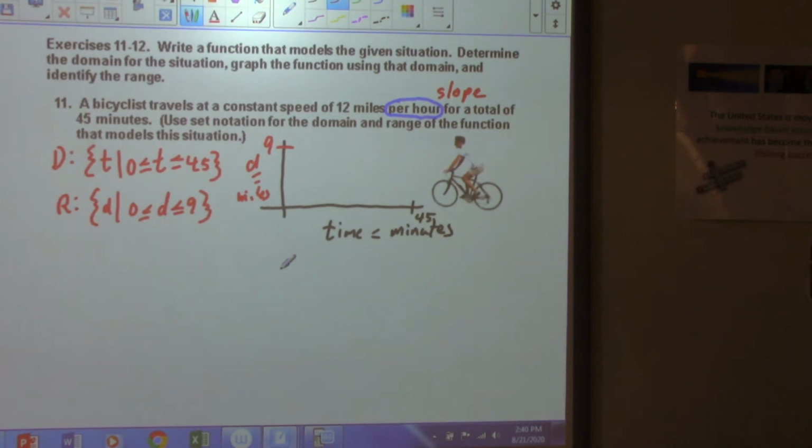So, how do we change that to miles per minute? We got 12 miles per hour, right? How do we change that to miles per minute? Multiply by 60, because there's 60 minutes in an hour.